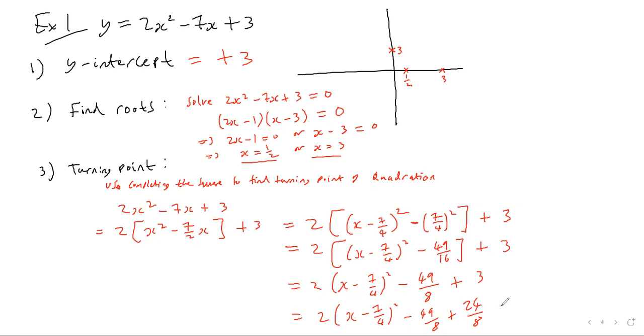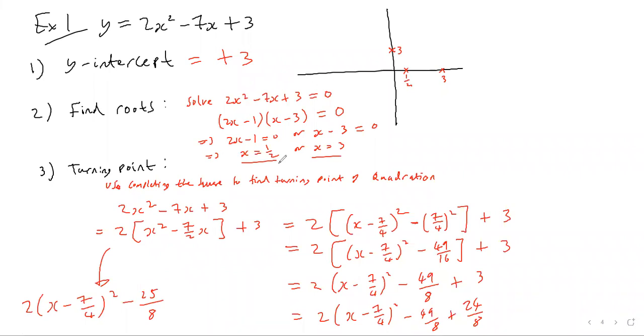So 24 over 8 take away 49 over 8 is just going to be the same as negative 25 over 8. So as a final result, I'll write this down here actually: 2 times (x minus 7 over 4) squared, and then minus 25 over 8. Okay, so we've completed the square with this quadratic.